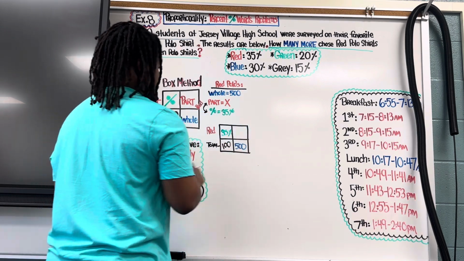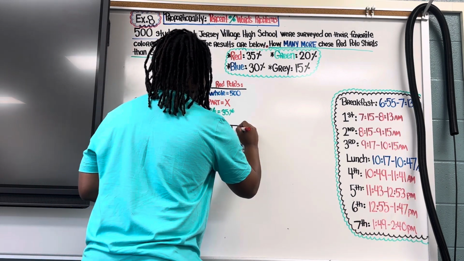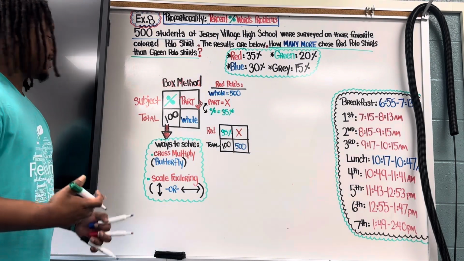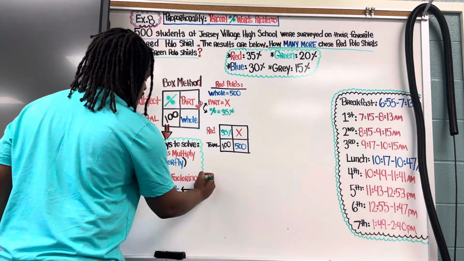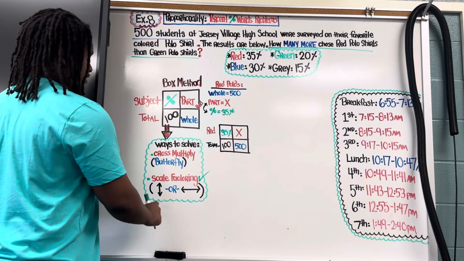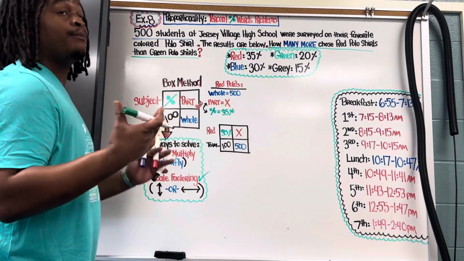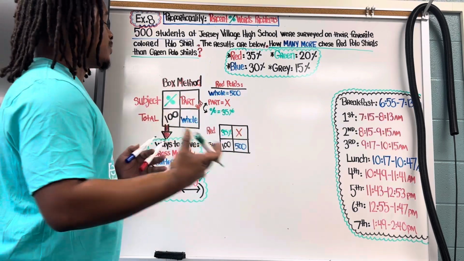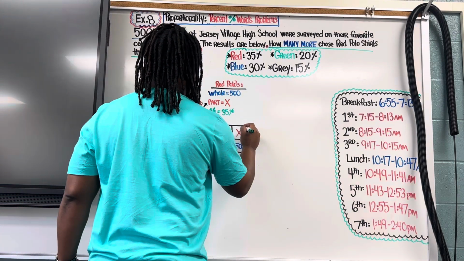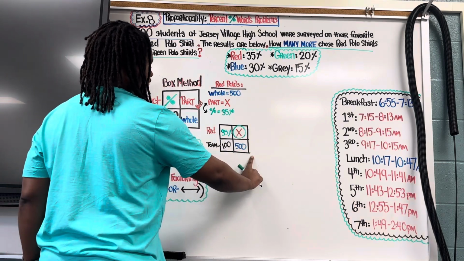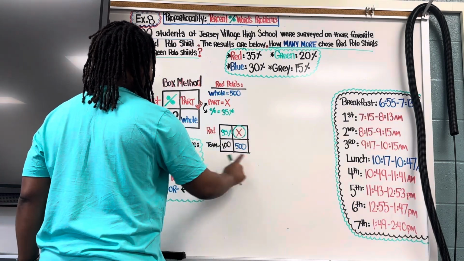Okay? And then we're trying to find the actual amount of students that chose red polos, okay? Now, because I want to go quick, guys, I'm going to use scale factoring. I'm going to scale factor either vertically or horizontally, depending on the positions of the numbers that are multiples of one another, okay? So I'm going to look at X, right? X is here. I can either scale factor vertically or scale factor horizontally.